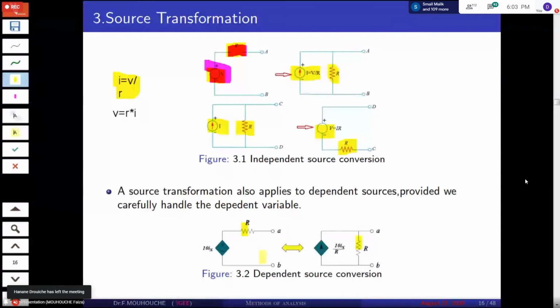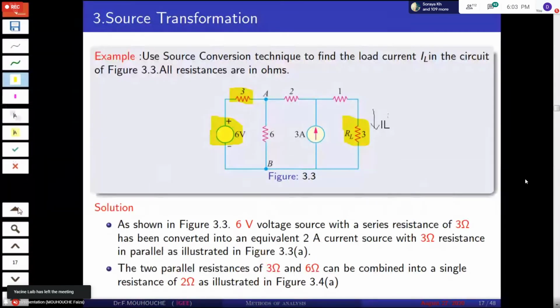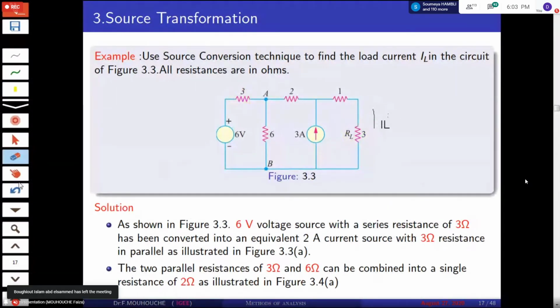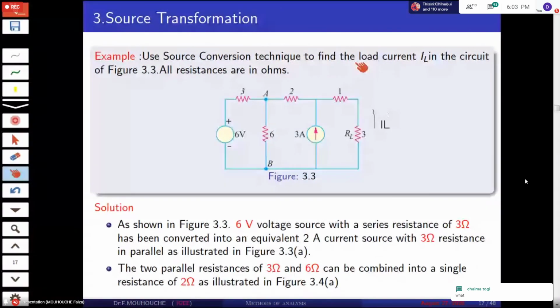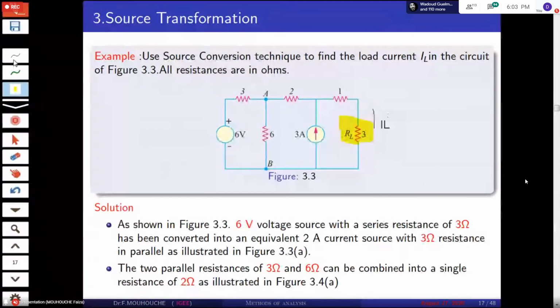So here we have the example. I will repeat the example. Here we have the circuit. Use the source conversion technique to find the load current IL. This is the load, the RL is located here. Now we try to calculate the current IL.